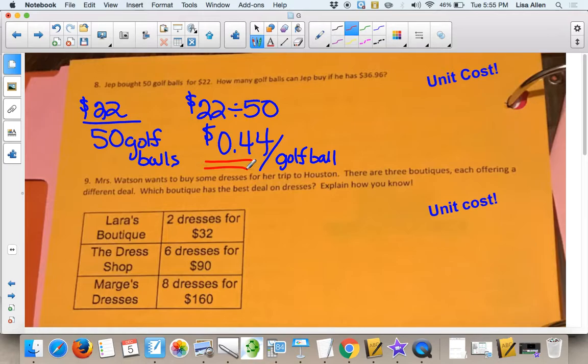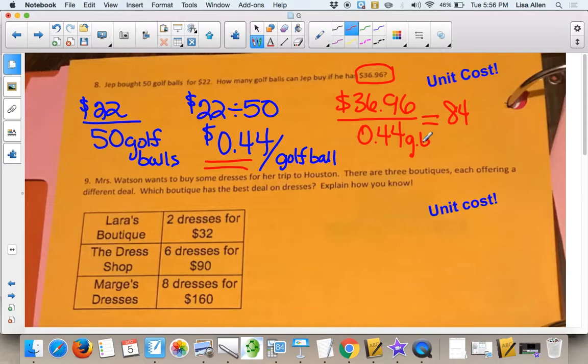So how many golf balls can Jet buy if he has $36.96? I'm going to take $36.96 and I want to say how many 44 cents sets can I get from that? So I'm going to divide that by 0.44. If I divide that by 0.44, I think I find that I can buy 84 golf balls, okay? Right, is that it? 84 golf balls.